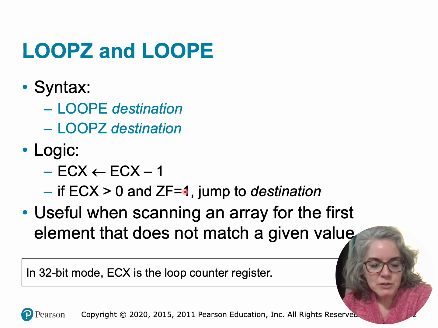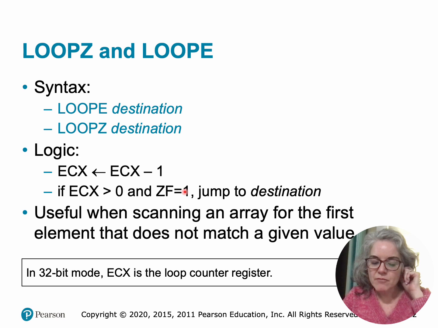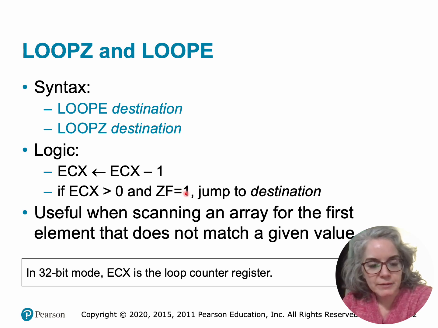So this loop is useful when scanning an array for the first element that does not match a given value. If it matches a given value, then the zero flag gets set to a 1. And it gets cleared when we're comparing and it doesn't match the given value.